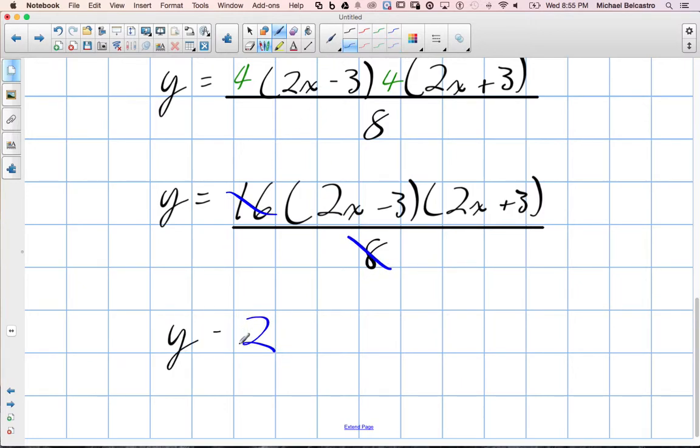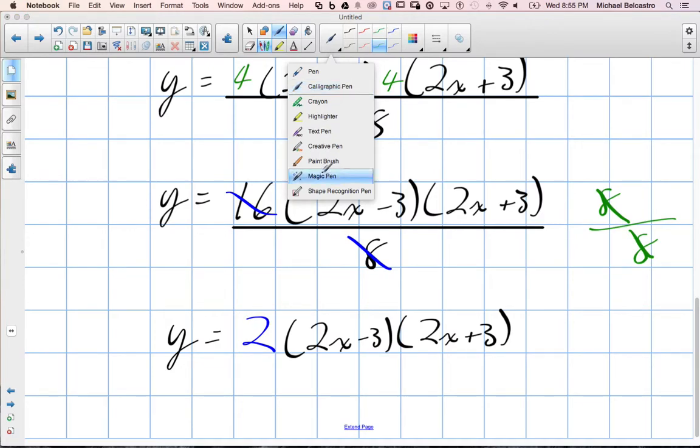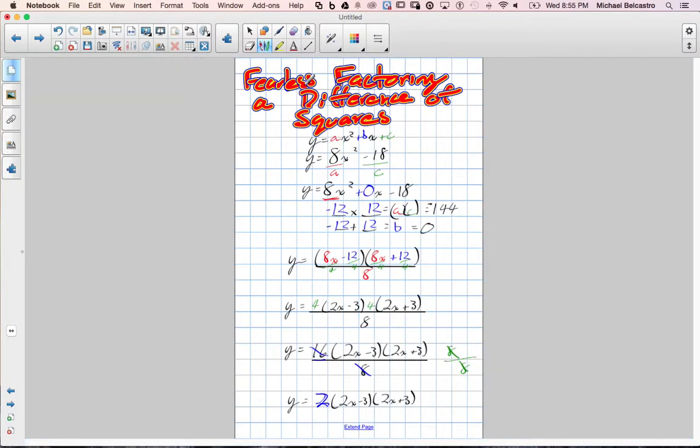y is equal to 2, and then we have 2x minus 3, 2x plus 3. Normally in fearless factoring, you get a relationship where it's something like 8 over 8. What is 8 divided by 8? It's 1 actually. So because it's 1, what really happens here is a 1 is written here, and 1 times anything is whatever it is, so we don't need to write the 1 in. But when the value is larger, we do need to write it in, like when we have a value of 2. So this is actually a really different, very difficult difference of squares question.